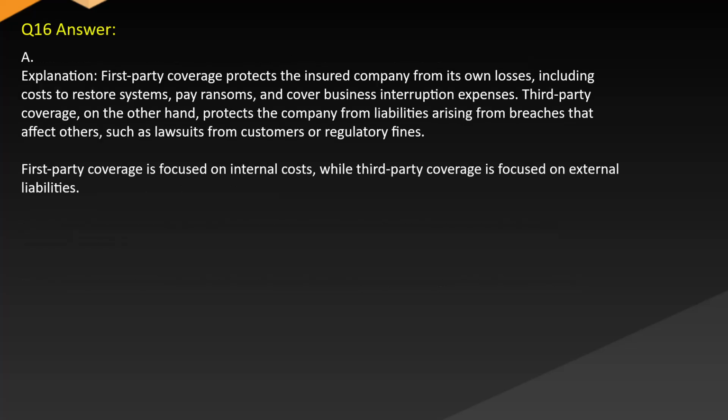Answer A. Explanation. First-party coverage protects the insured company from its own losses, including costs to restore systems, pay ransoms, and cover business interruption expenses. Third-party coverage, on the other hand, protects the company from liabilities arising from breaches that affect others, such as lawsuits from customers or regulatory fines. First-party coverage is focused on internal costs, while third-party coverage is focused on external liabilities.